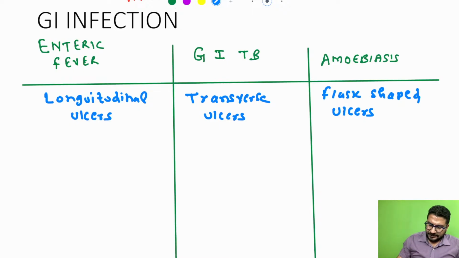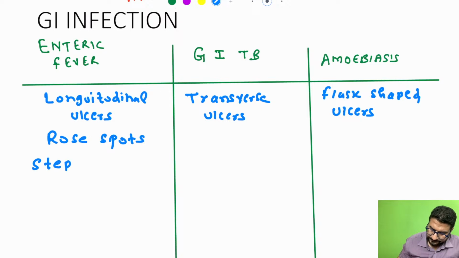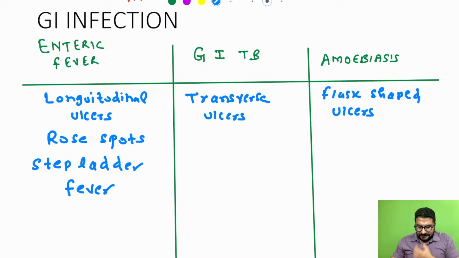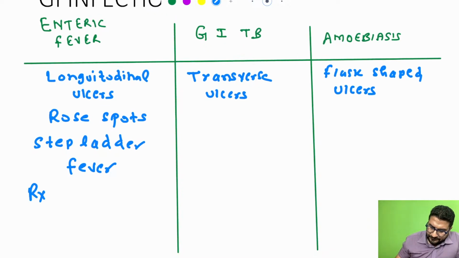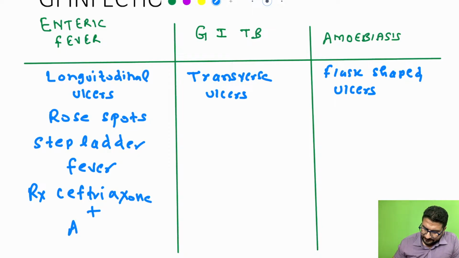Now coming to enteric fever, sometimes in the skin you can see rose spots. फीवर का जो पैटर्न होगा, कैसा बुखार होगा इसमें, कभी पेशेंट को बुखार होगा, कभी पेशेंट को बुखार नहीं होगा. What we call this step ladder fever. This is called the step ladder pattern of fever. Then in the management part, you will give IV ceftriaxone. If it is oral, we can also use cefixime plus azithromycin. Ceftriaxone plus azithromycin. So this will be the treatment part.